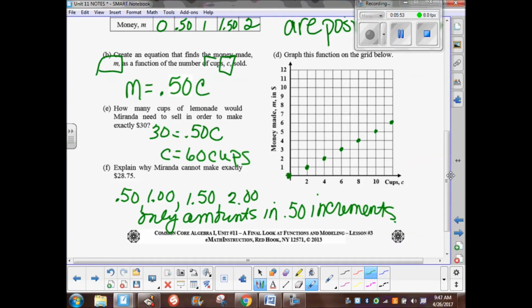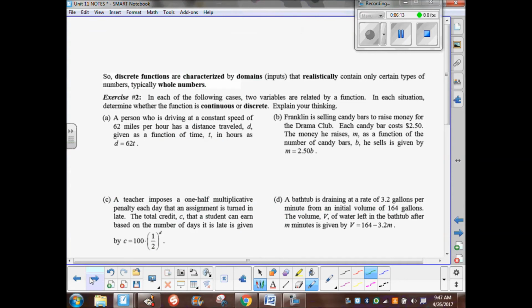The cups are integers. The inputs are integers. So discrete functions are characterized by domains or inputs that realistically contain only certain types of numbers, and typically they are whole numbers. Somebody mentioned whole numbers, they're positive integers.